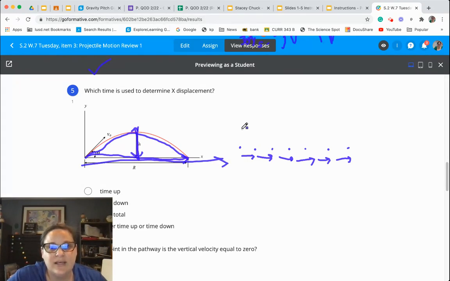So if it was traveling 1 meter per second, that was our velocity, 1 meter per second in this direction, and we were in the air for 6 seconds, that would mean 1, 2, 3, 4, 5, 6 meters is how far we went. So to determine that x displacement of 6 meters, we needed to know how long the ball was in the air altogether. So we need to know the total time.